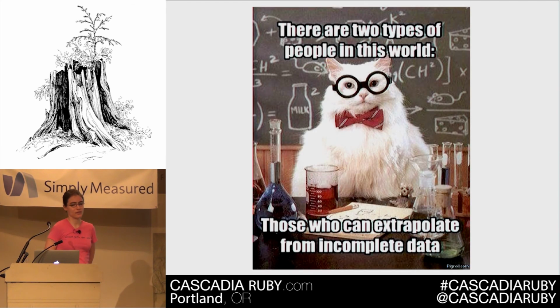As Science Cat says, there are two types of people in this world. Those who can extrapolate from incomplete data.